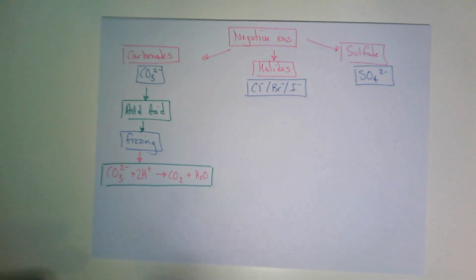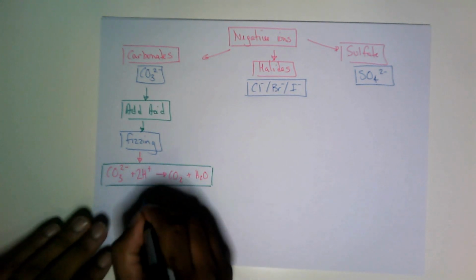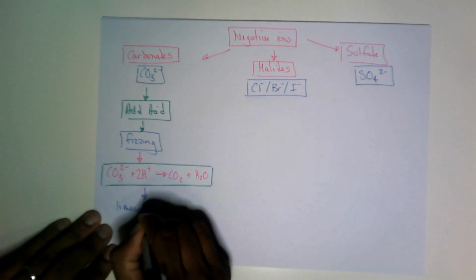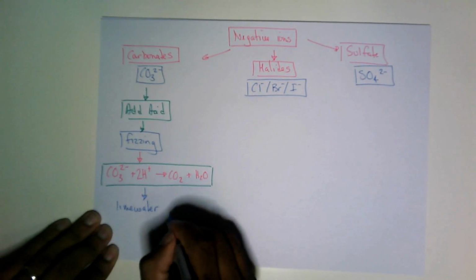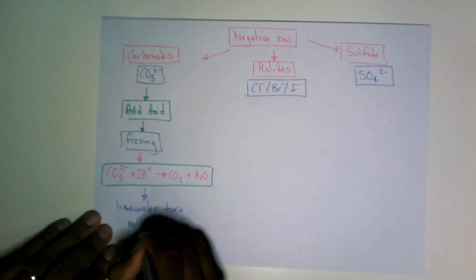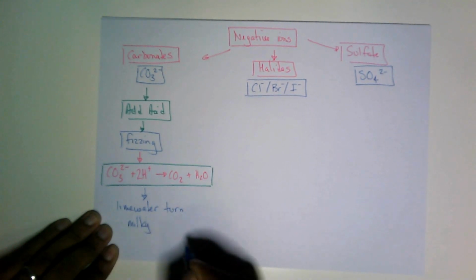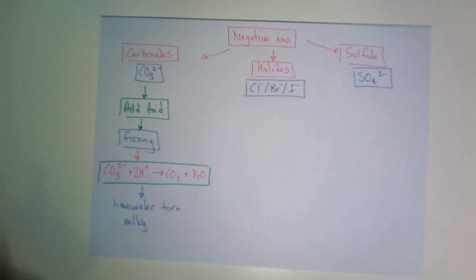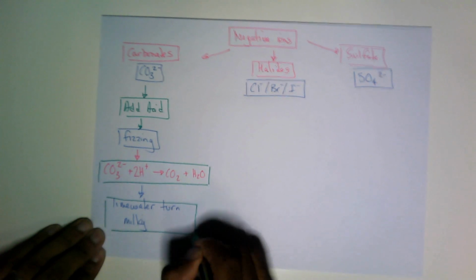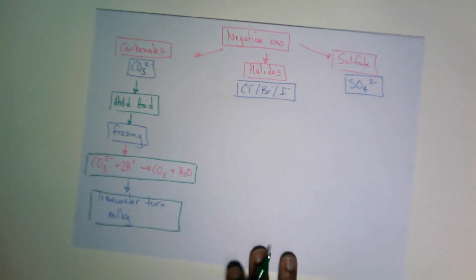Now when that happens, you can then put this carbon dioxide through lime water, and then what you'll get is lime water turning milky, and that therefore means that it is a carbonate. So that's relatively straightforward. You would have seen these tests before.